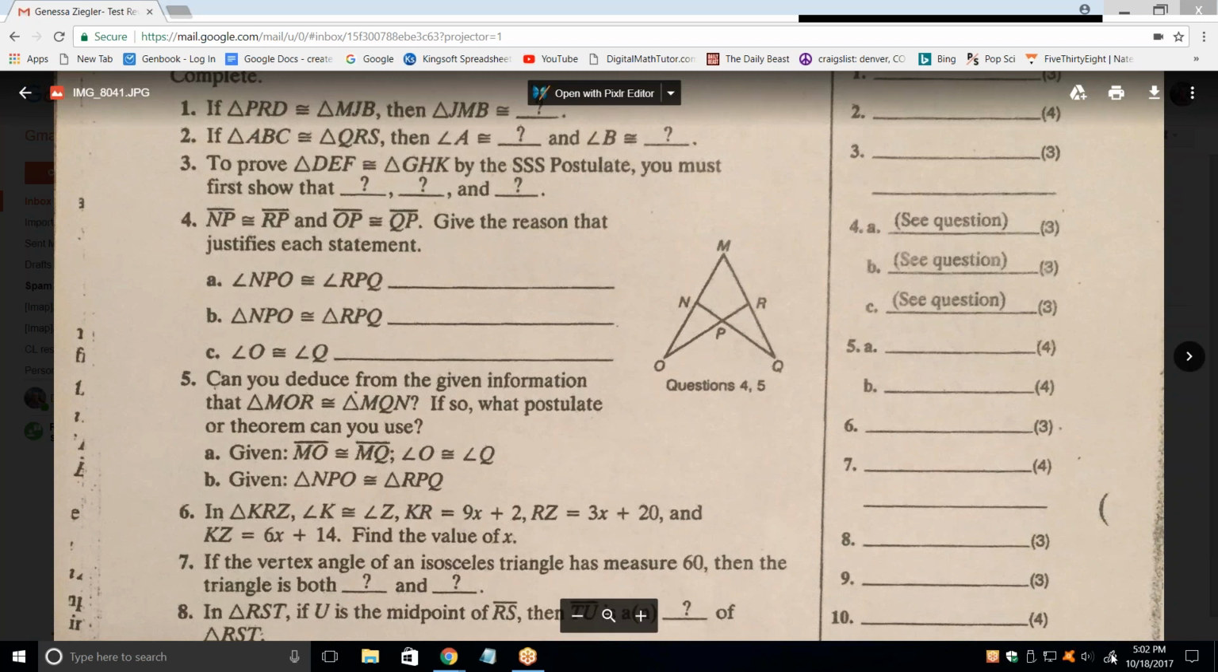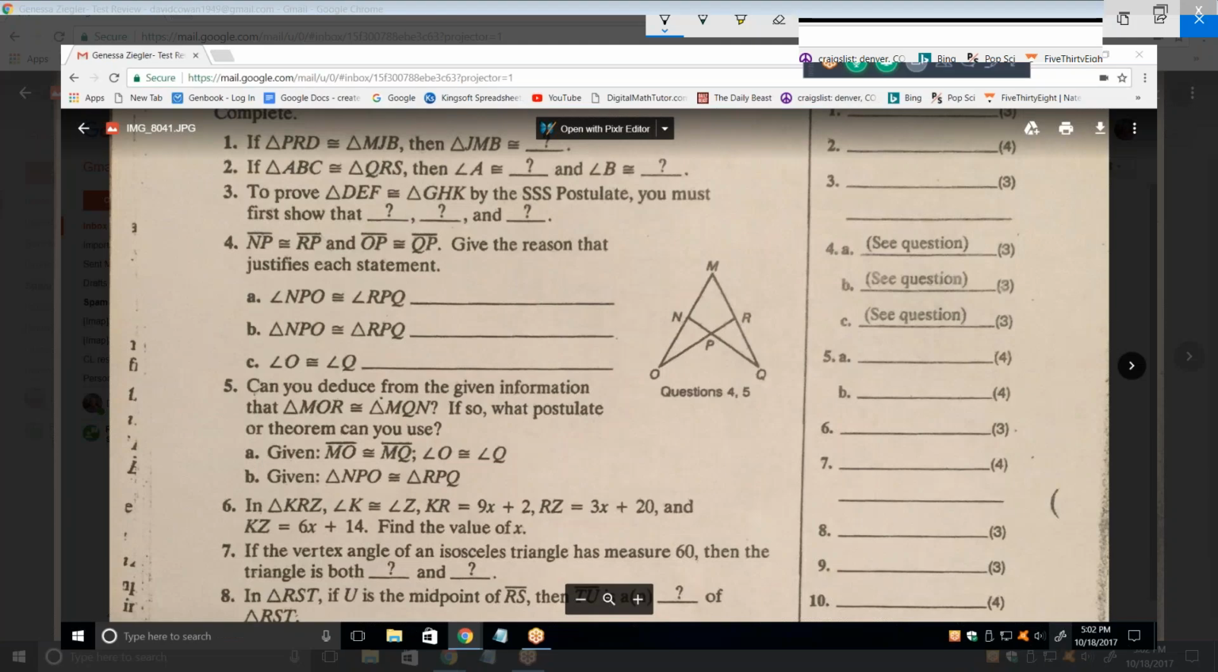All right, let's see. To prove that DEF is congruent to GHK by the side postulate, you must first show what? I have no idea. Well, this is a poorly worded question. First of all, their grammar doesn't make any sense.